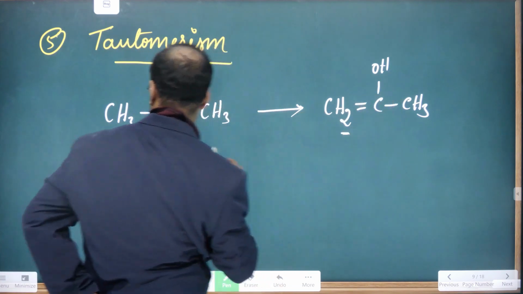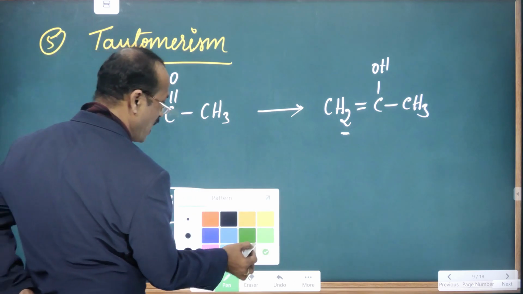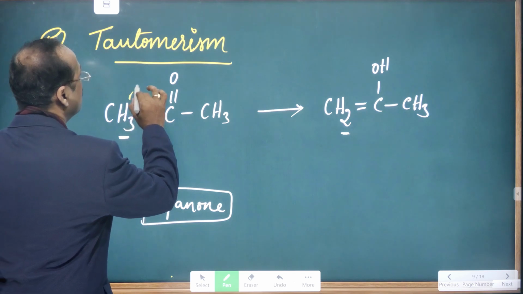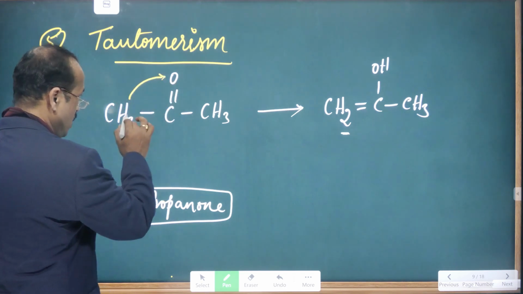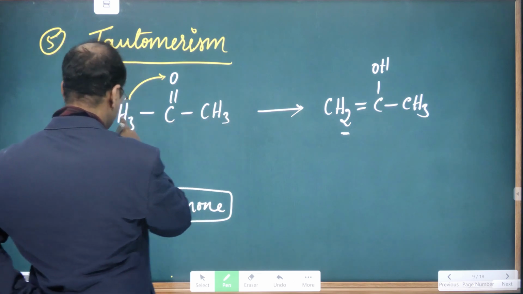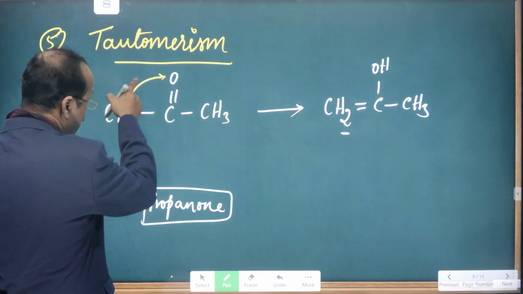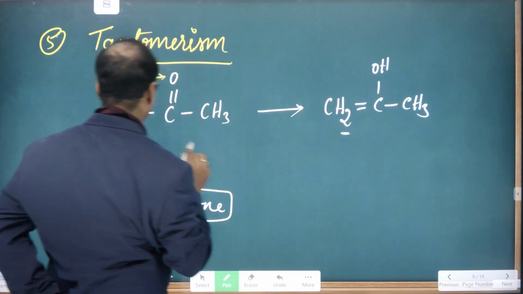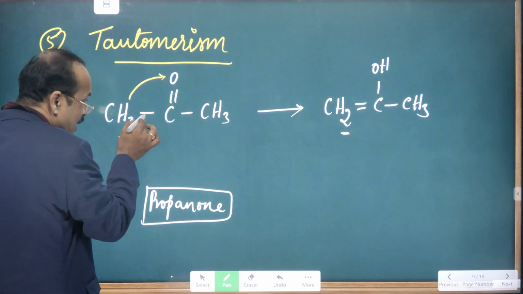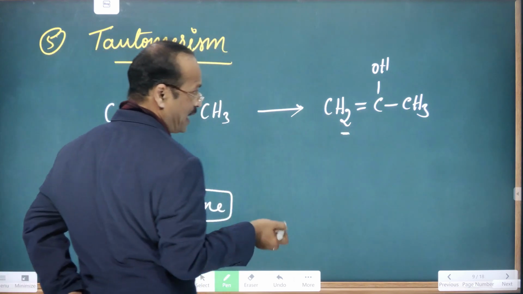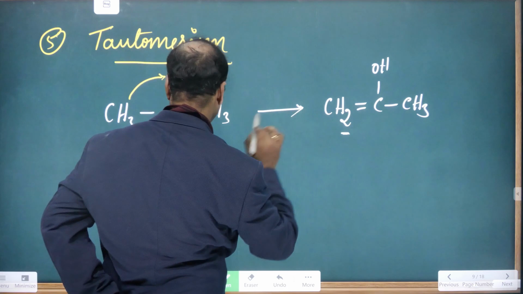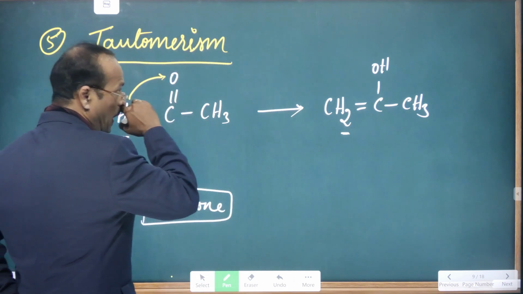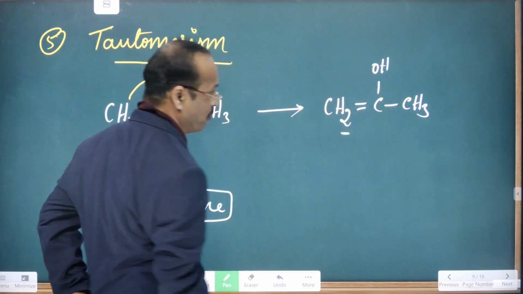Why? Here one of the hydrogens from here is shifted there. So CH3 became CH2, one hydrogen is going there, so this becomes OH. When it loses one hydrogen, the single bond becomes a double bond. And when hydrogen is added here, the double bond becomes a single bond.